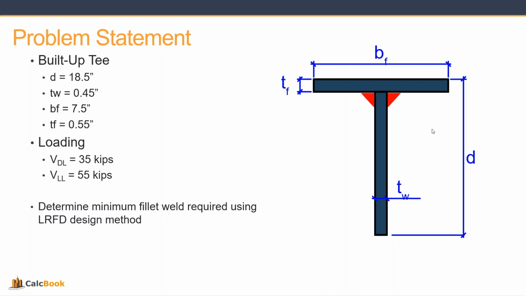Our loading, from our shear diagram, we have a dead load shear of 35 kips and a live load shear of 55 kips, and we are going to be determining the minimum fillet weld size required using the LRFD design method. So let's go ahead and open up CalcBook, and we'll get started on the design.